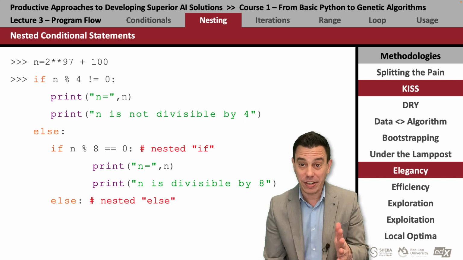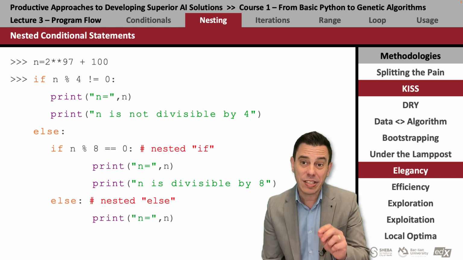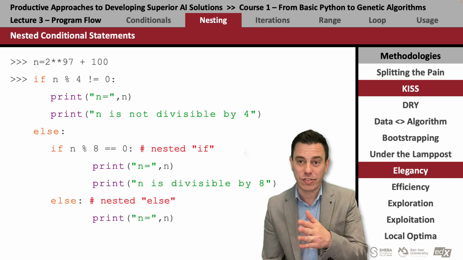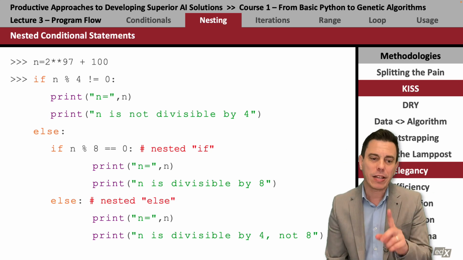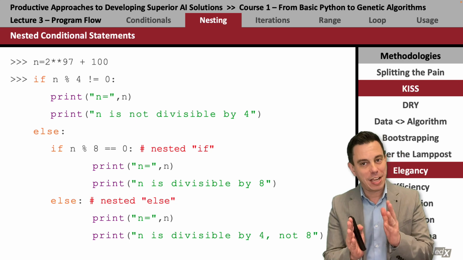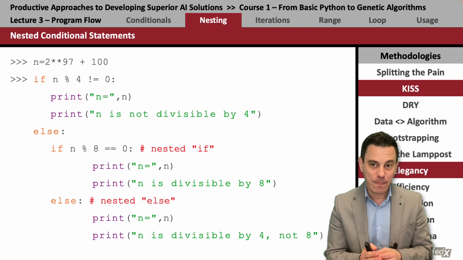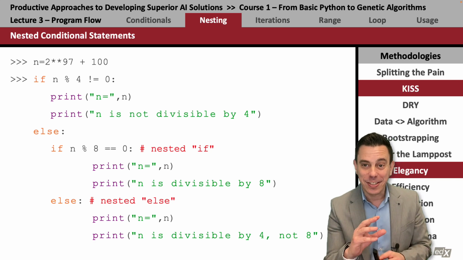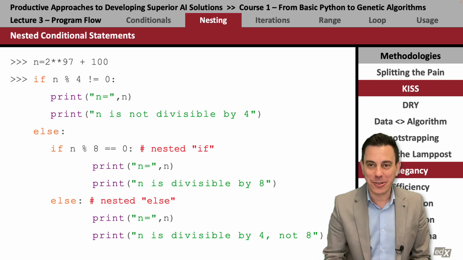That's the hierarchy, as we can see in the indentation. And in this case, we just print n equals n, and then n is divisible by 4, but not by 8. So you see now in a very elegant way, we can see the flow of the program and also the relations between mathematics and the specific algorithm we see here.